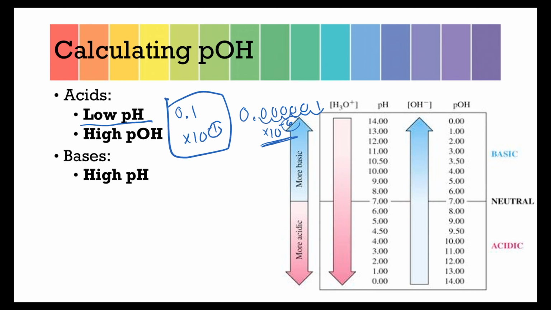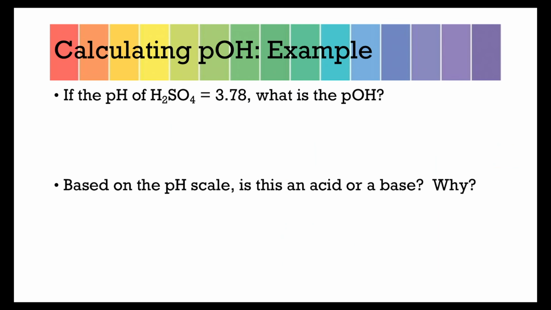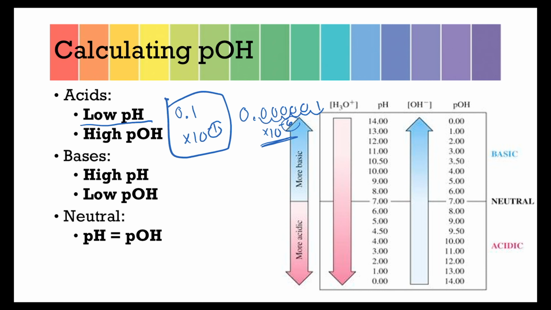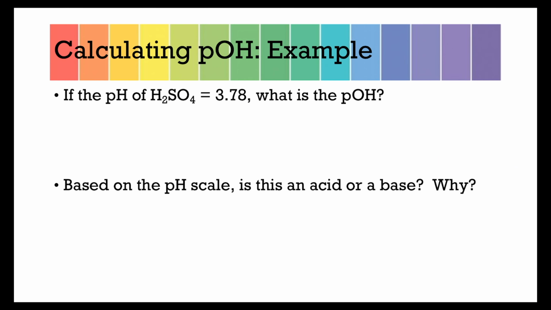Okay, so backtracking a second, bases have high pH and low pOHs. And neutral, pH equals your pOH. So we can take a second and try this out. Again, we know pH plus pOH gives you 14.